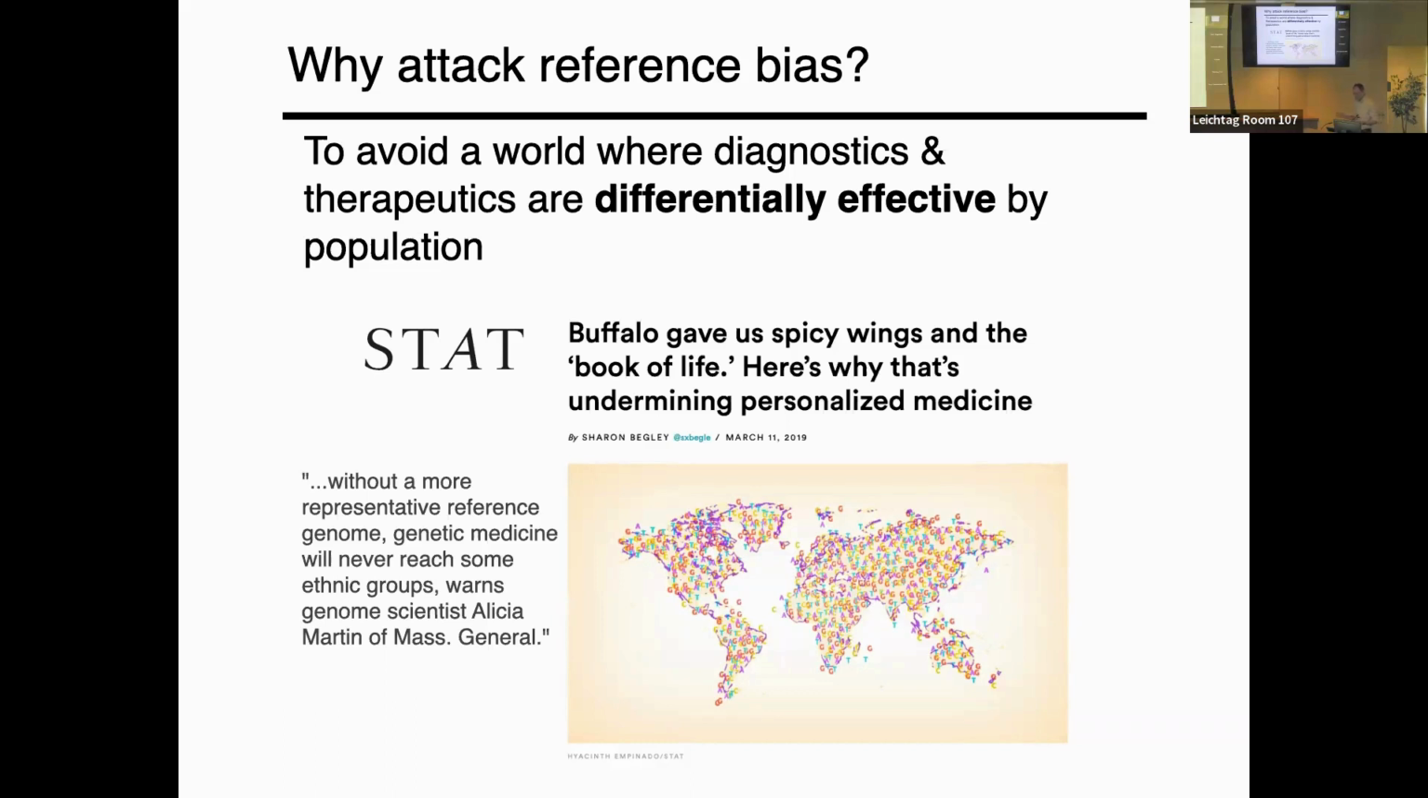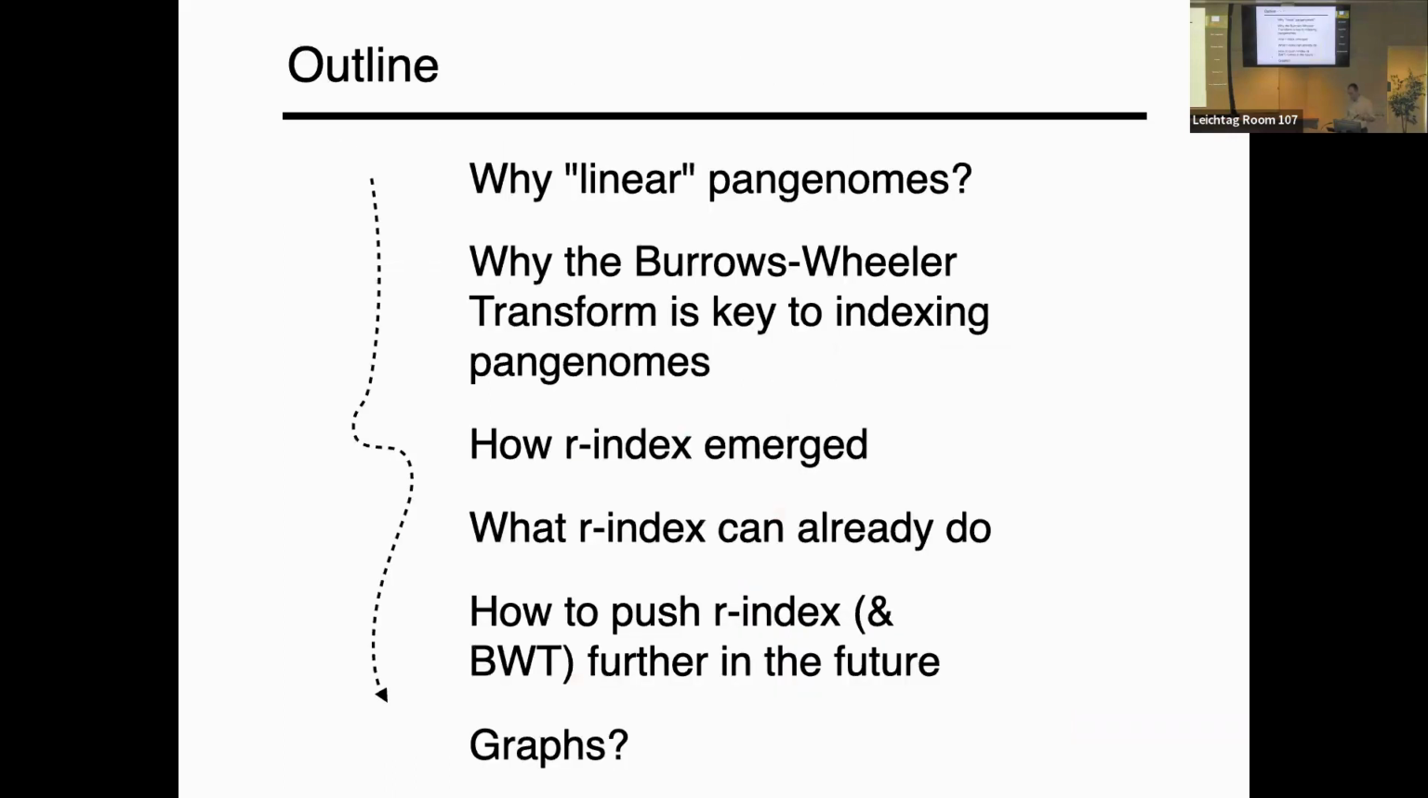Okay, and by the way, the T to T assembly in no way solves this problem, because after all, the T to T assembly is actually 100% European. So it is in no way more representative of world populations than, for example, the GRC genome that we've been using for longer. Okay, so this is, I think, the real motivation for why we need to attack reference bias.